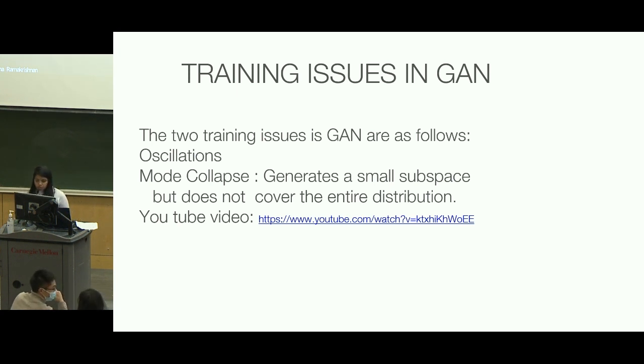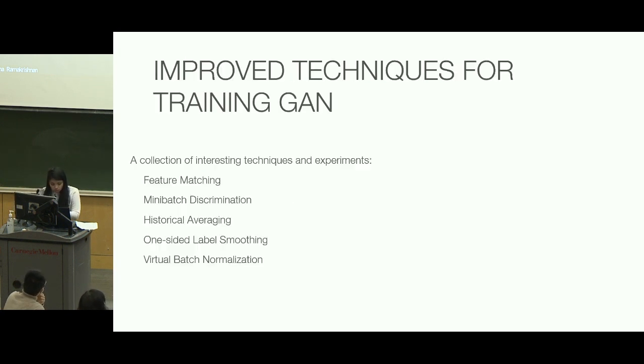So basically, what is happening with mode collapse is that the generator will generate a small subspace of images over the entire distribution. So this will lead to mode collapse. Now there was a paper proposed in 2016 which gives improved techniques for the training of GAN. A lot of techniques have been proposed for GAN improvement: feature mapping, mini-batch discrimination, historical averaging, one-side smoothing, and virtual batch normalization. I'll just give a brief overview of all this, and later on you can refer to the original GAN paper.